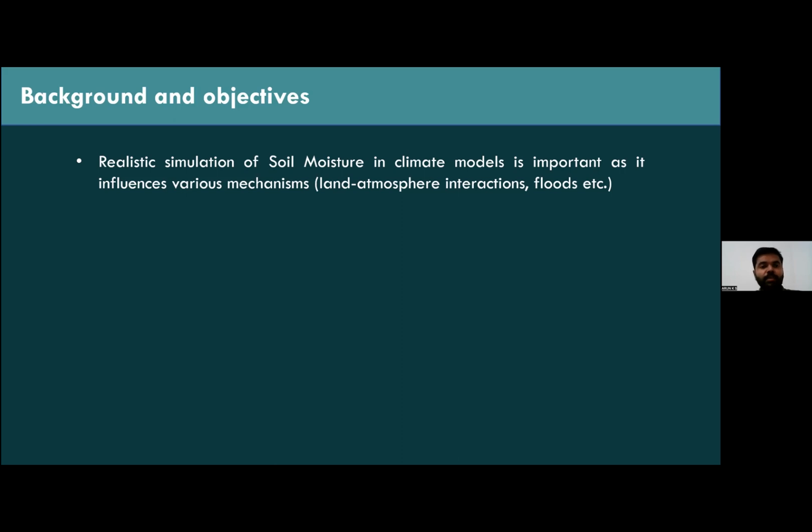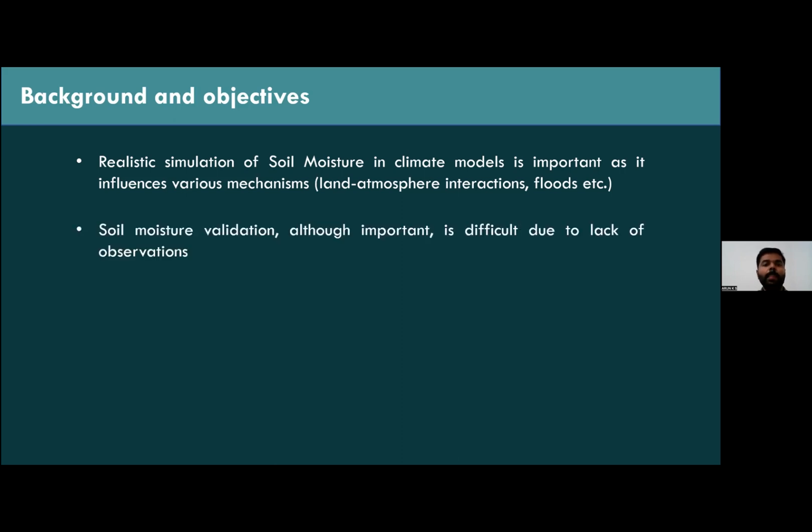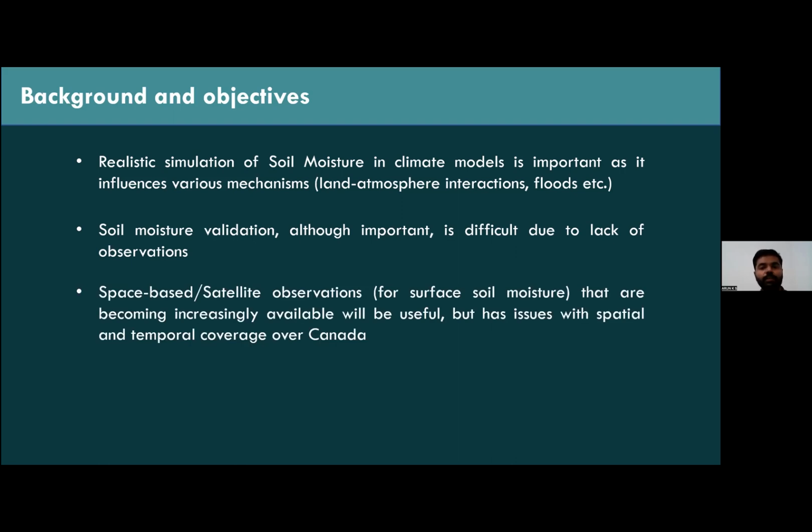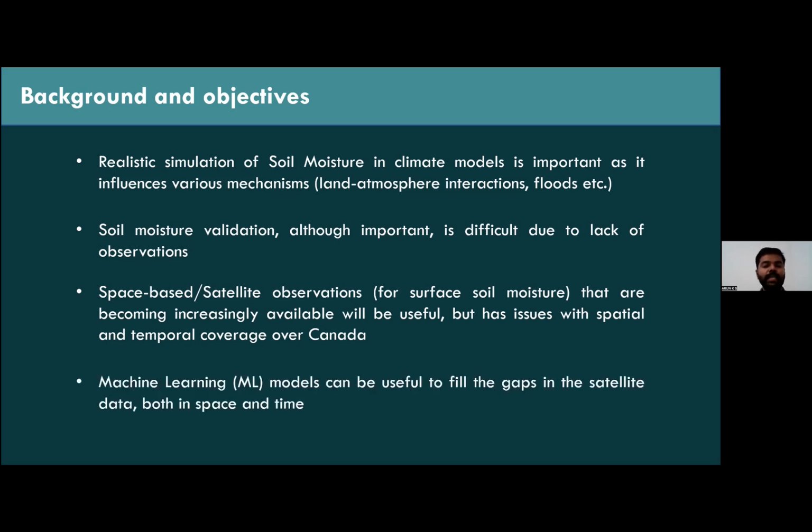In climate models, realistic simulation of soil moisture is important because it influences various mechanisms such as land atmosphere interactions, floods, etc. But soil moisture validation is difficult due to the lack of observations. So to this end, satellite-based observations will be useful, and nowadays satellite-based soil moisture observations are becoming increasingly available. However, over Canada, these satellite-based soil moisture observations have issues with spatial and temporal coverage. So machine learning models can be useful to fill the gaps in the satellite data, both in space and time.